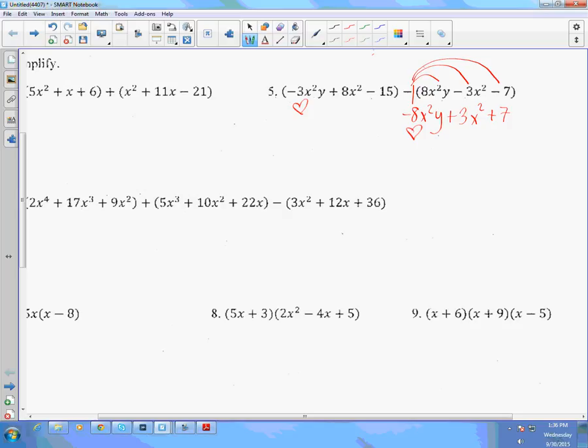Okay, let's see, Andy. How many x squared y's do we have when we add up our negative 3x squared y minus 8x squared y? Right, negative 3x squared y minus 8x squared y. Negative 11x squared y. Okay? What's the next term in order?